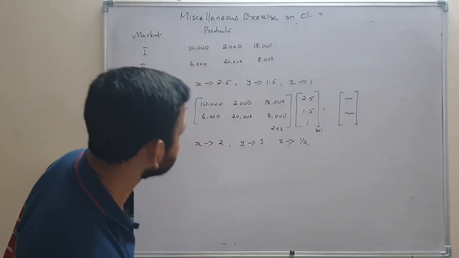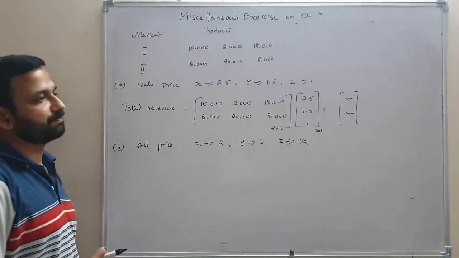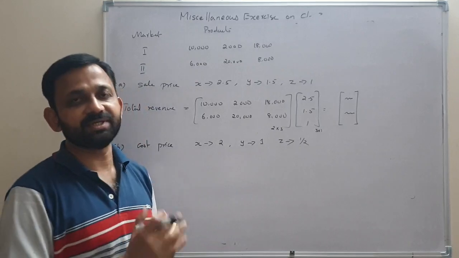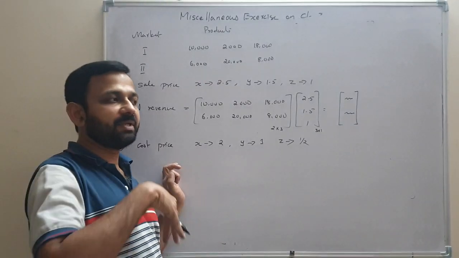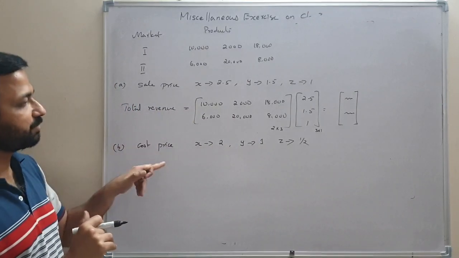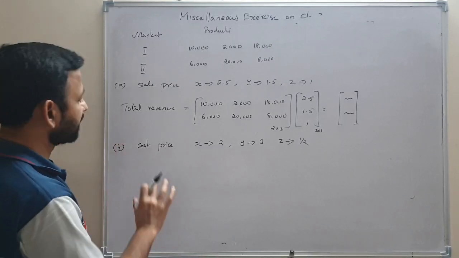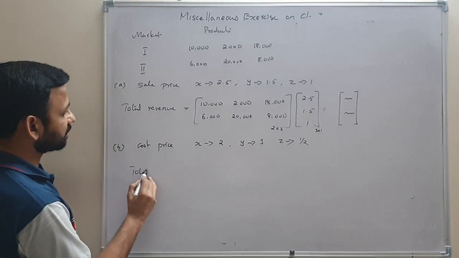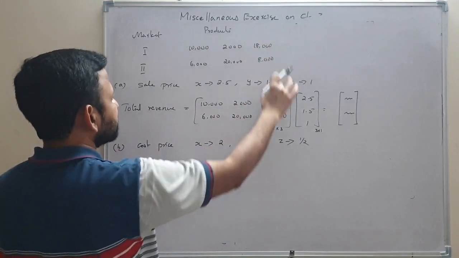From the first part we got the total revenue. In the second part we need to find the gross profit. If you want to calculate profit, profit is selling price minus cost price, or total revenue minus total cost price. So we need to find the total cost.